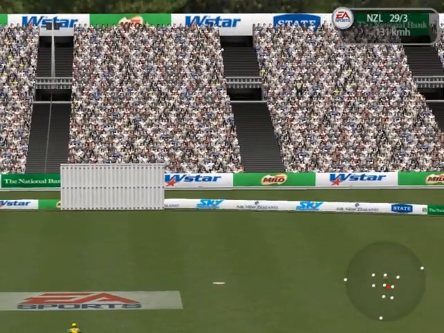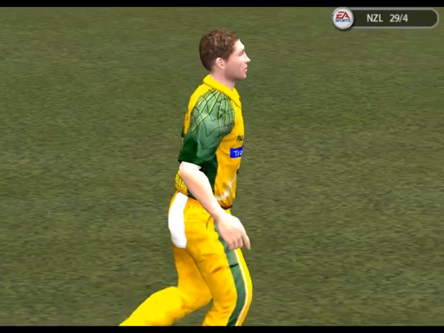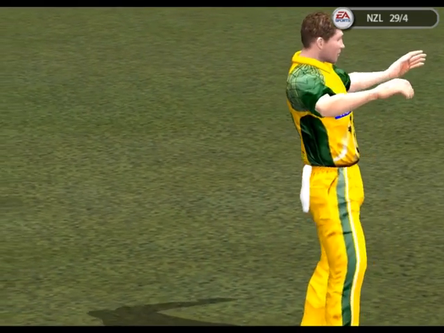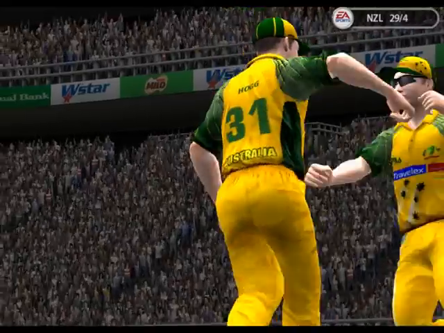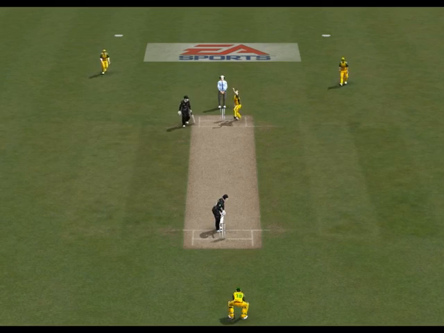There it goes. Hogg is underneath it and takes it comfortably. That was a lazy shot. He'll regret that when he sees the replay. McGrath gets his second wicket. This was how the wicket fell.